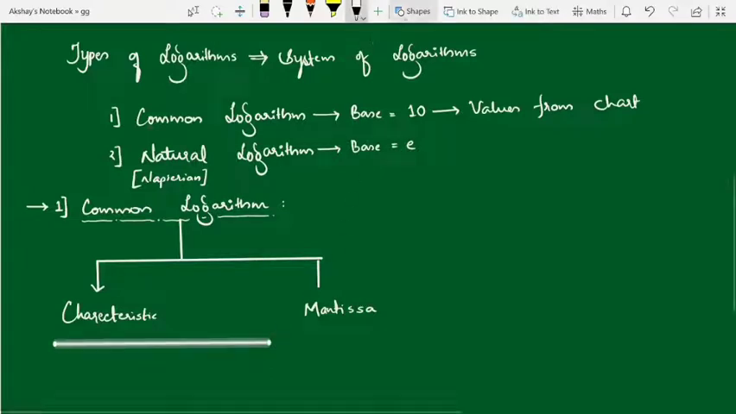Okay, so to identify the characteristic, again we have two different parts in this. To determine the characteristic, how many types can I call? Two different types we can treat. Which are these two types? If the given number is greater than 1, then one procedure we follow, and if the given number is less than 1, then one more procedure.